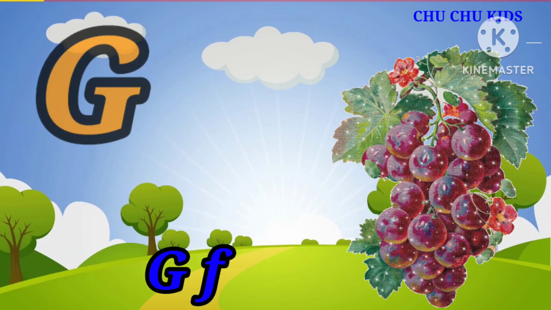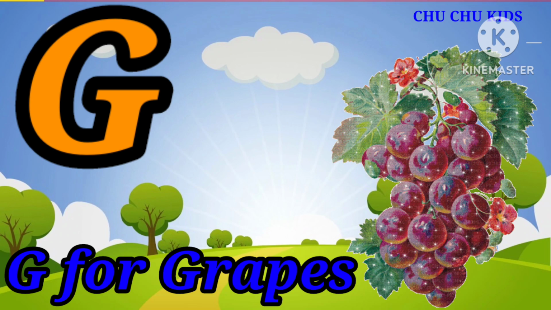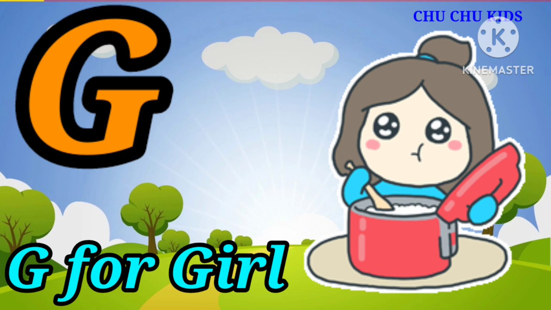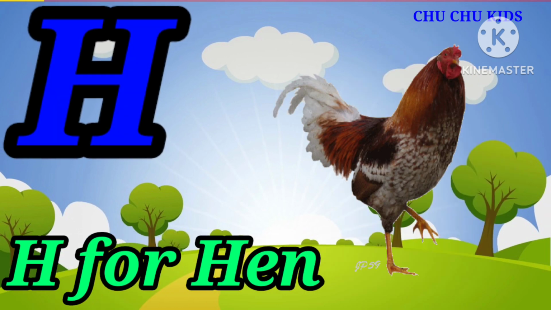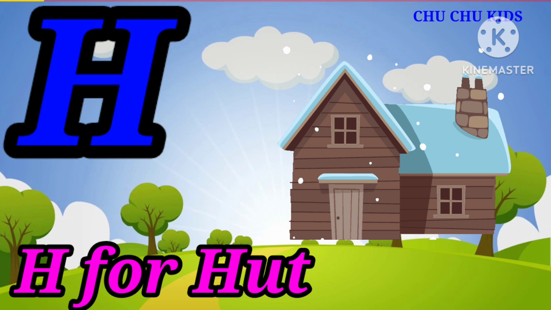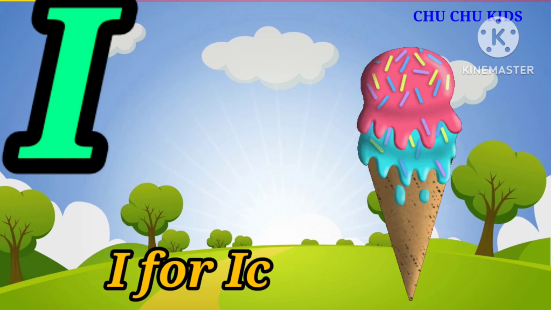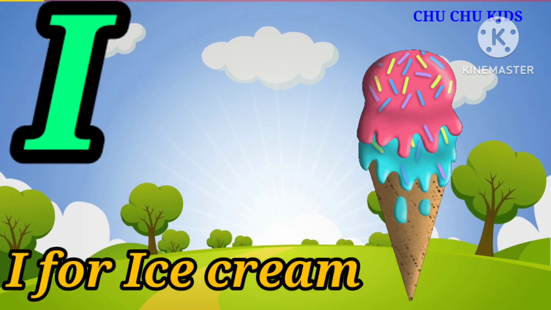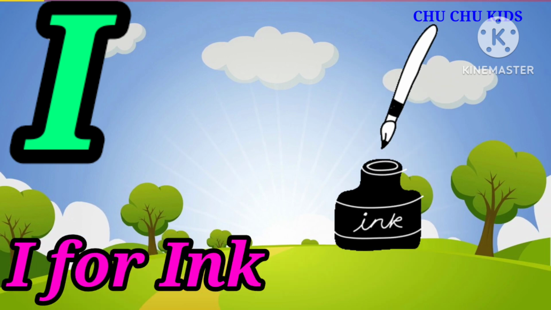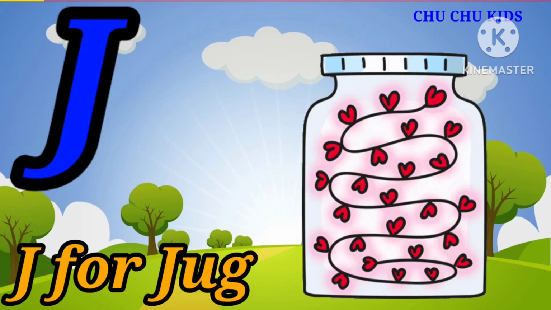G for grapes. G for girl. H for hen. H for hut. I for ice cream. I for ink. J for jug.